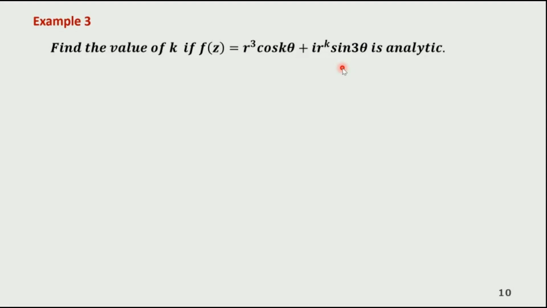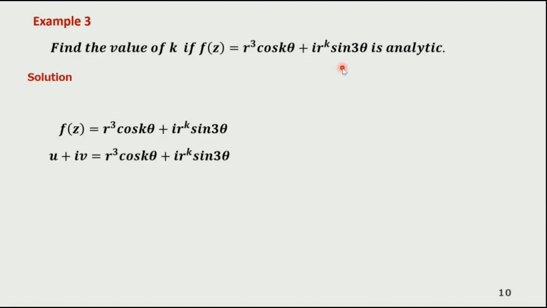So we have to make use of the CR equations and get the value of k. So f of z is equal to r cube cos k theta plus i r raised to k sin 3 theta. F of z is w, and we normally replace w by u plus iv. So I'll write u plus iv is equal to r cube cos k theta plus i into r raised to k sin 3 theta.